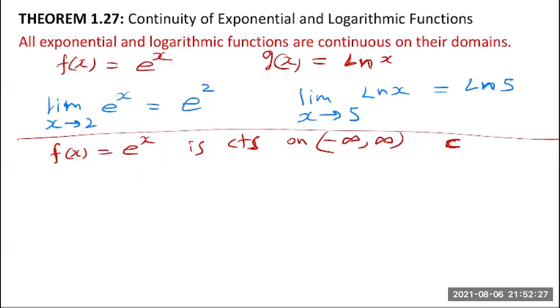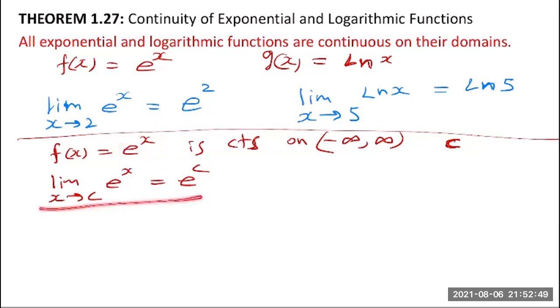At that point, I'm going to show this function is continuous. To show that, I'm going to prove that the limit as x approaches c of e to the power x is the same as e to the power c. If I can show this statement, it proves that this function is continuous at the chosen arbitrary point c.